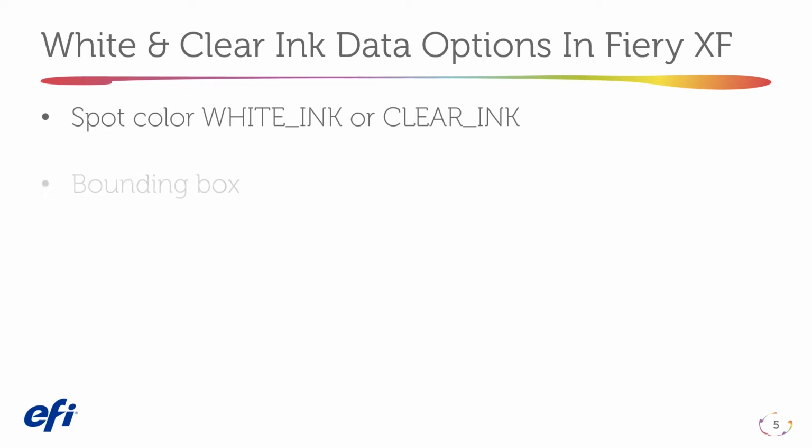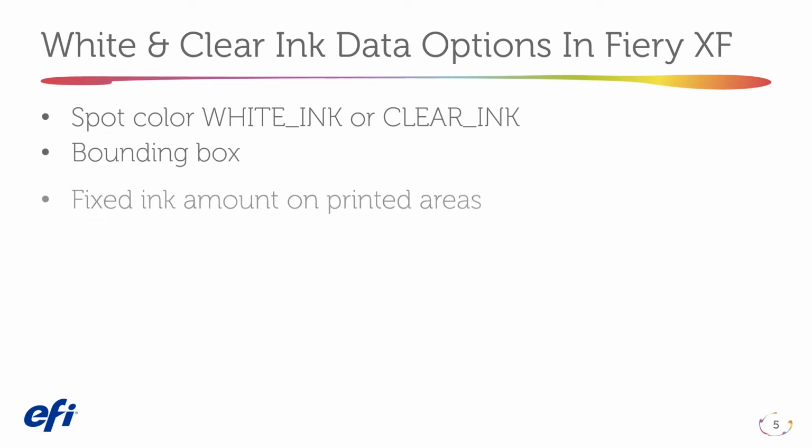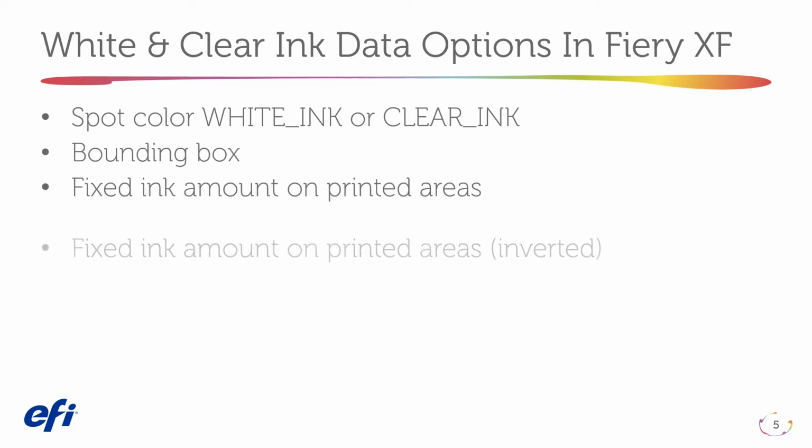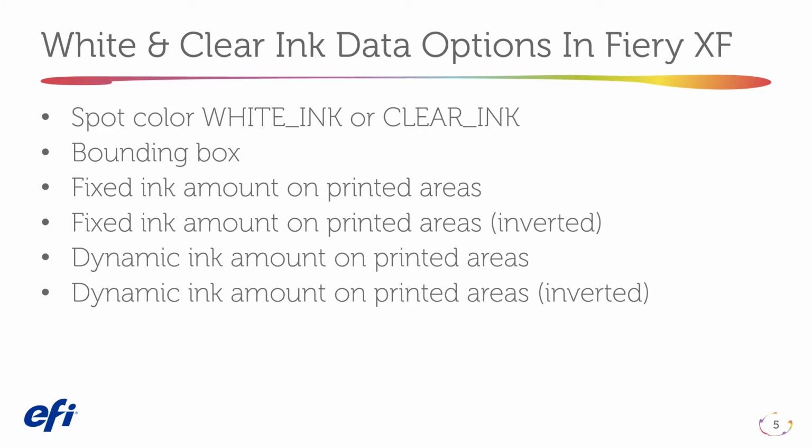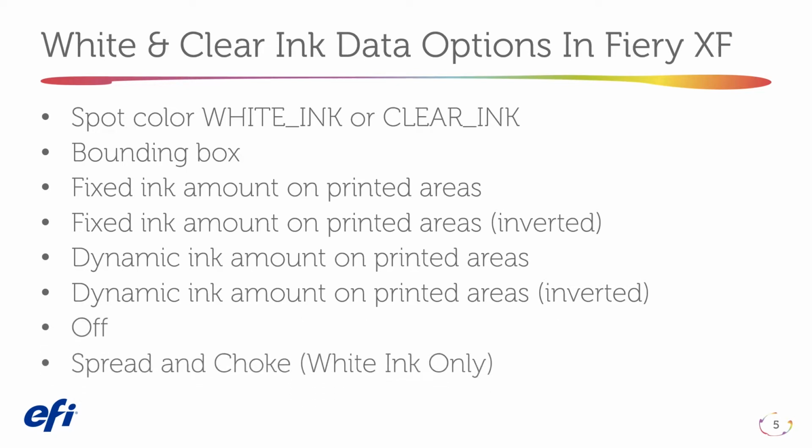You can also choose from bounding box, fixed ink amount on printed areas, fixed ink amount on printed areas inverted, dynamic ink amount on printed areas, dynamic ink amount on printed areas inverted, and turn them off. Additionally, there is a spread and choke option available for white ink only.